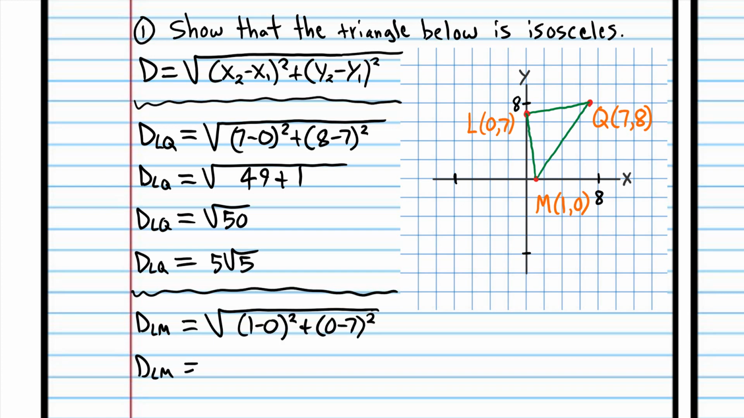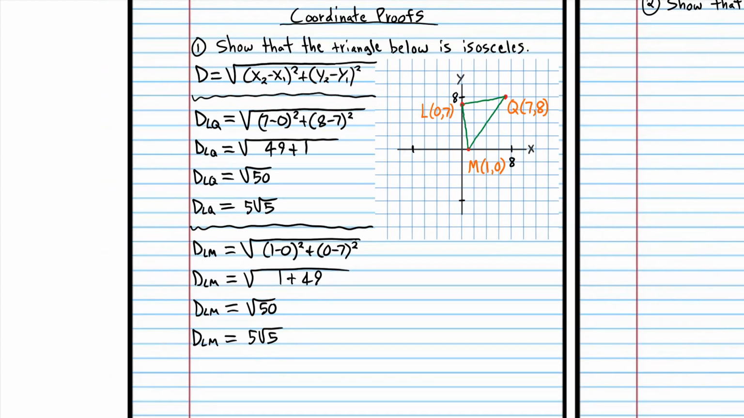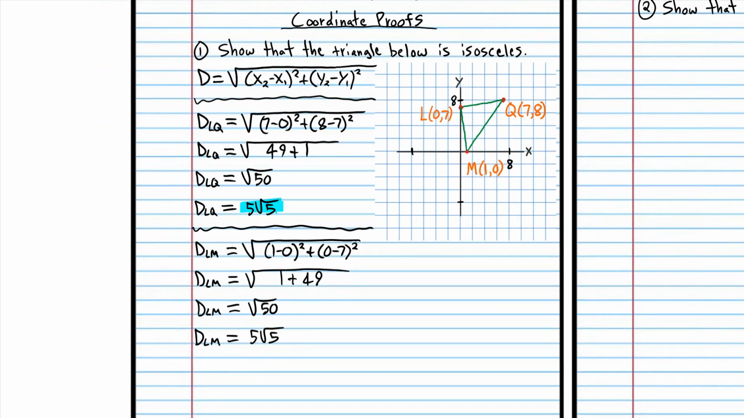And simplify that, and you can see we have root 1 plus 49, and we're just going to get the same thing we got before. So that would be root 50. And you don't really have to pull out a perfect square. All we're trying to do is show that they're equal, but might as well. So now you can see that those two lengths are equal. And so we proved that the triangle is an isosceles triangle.